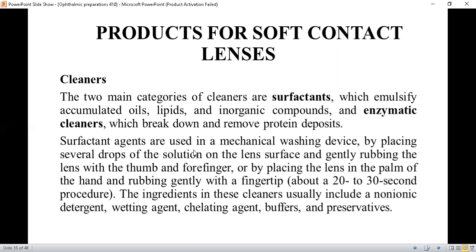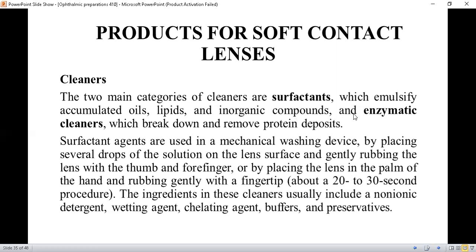Surfactant agents are used in a mechanical washing device by placing several drops of the solution on the lens surface and gently rubbing the lens with the thumb and forefinger, or by placing the lens in the palm of the hand and rubbing gently with the fingertip. About a 20 to 30 second procedure. The ingredients in these cleaners usually include a non-ionic detergent, wetting agent, chelating agent, buffers, and preservatives. These are the ingredients usually included in the cleaner solutions used for the cleaning of soft contact lenses.